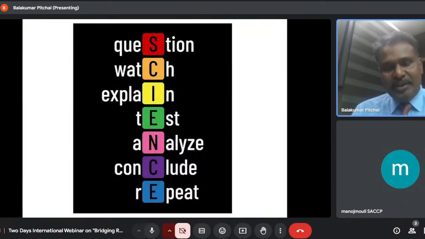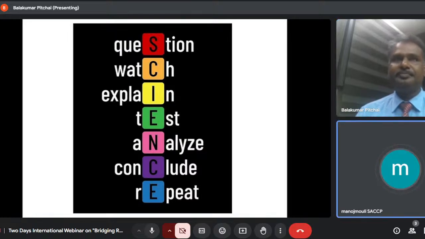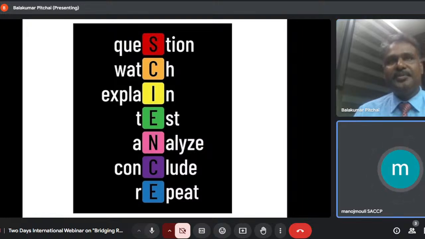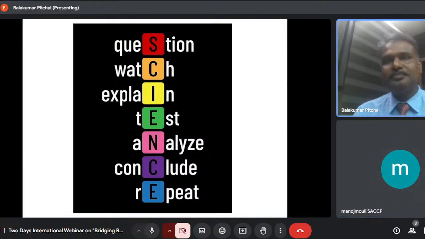So look at this slide. The research starts with a question. First of all, you need to develop the research questions based on the research problem, and that can be identified based on the research gap. What is the first step in research? You have to identify the research problem based on the research gap, and accordingly, you have to come up with a question.